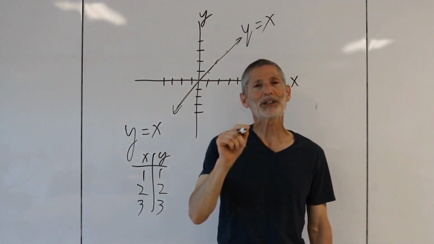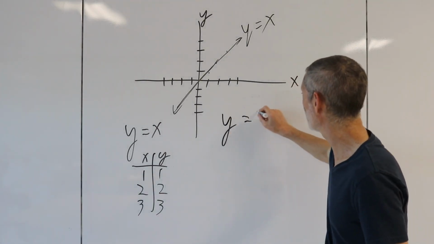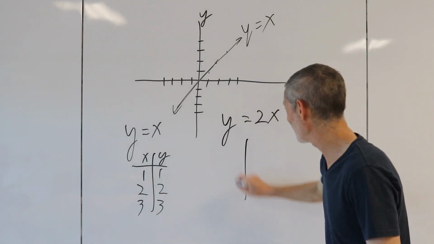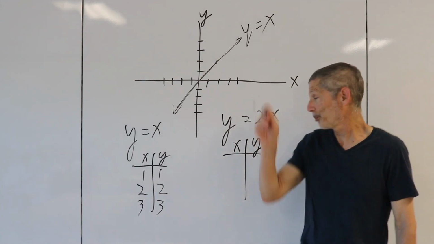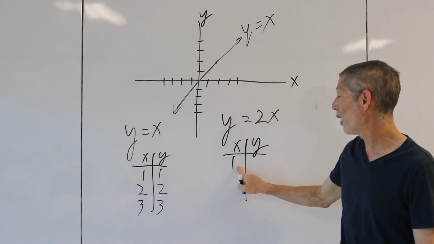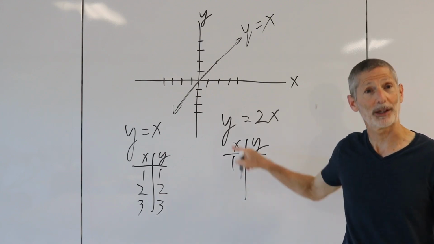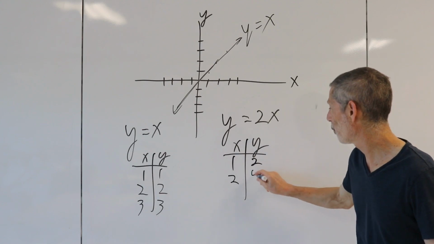Beautiful. Now I'm going to change this just slightly. Now I'm going to graph the function y equals 2x. Again, I'm going to draw a little table here, and I'll plot the same points. I should say I plot the same x values, right? I'll put in a 1 for x. 1 times 2 is 2. If I pick a 2 for x, 2 times 2 is 4, y is 4.